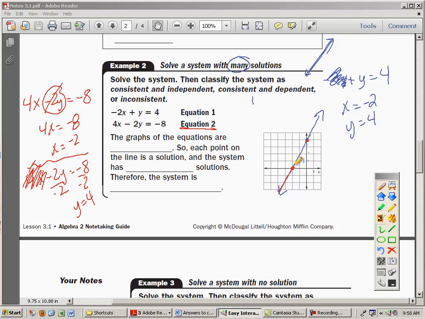And so what do you find out? You have two lines that lie right on top of one another. That means that the graphs of the two equations are the exact same line. And the term we used before, the lines coincide. So because the lines coincide, each point on the line is a solution, and the system then has infinitely many solutions.